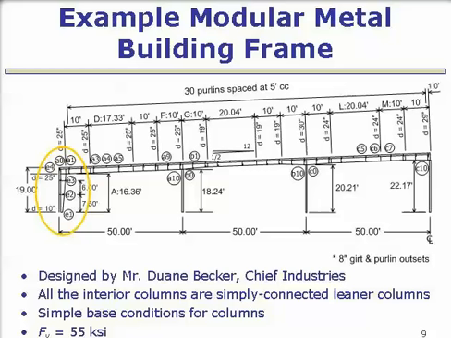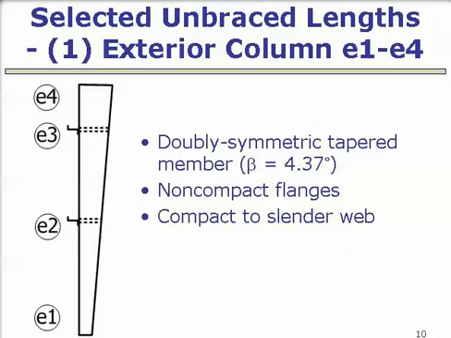Okay, now I can introduce the example frame. This is the example frame we selected to show you the overview of this stability analysis and design. This is a typical modular metal building frame. It was designed by Mr. Dwayne Becker at Chief Industries. This frame has interior columns, which are simply connected linear columns. It is assumed that for all columns, the base conditions are simply supported, and the yield strength of this frame was 55 ksi. We are going to look at several members.